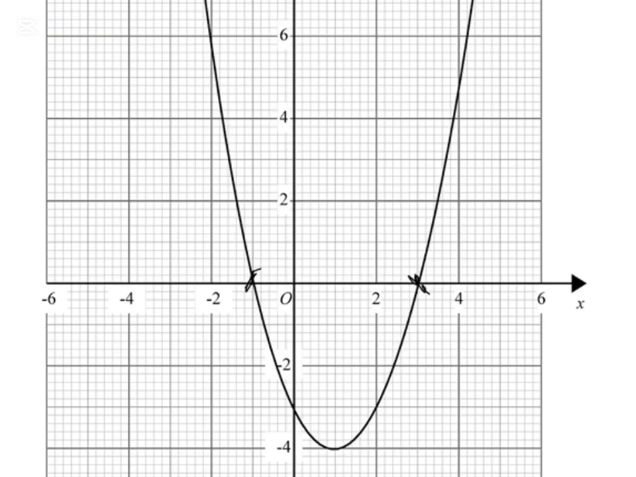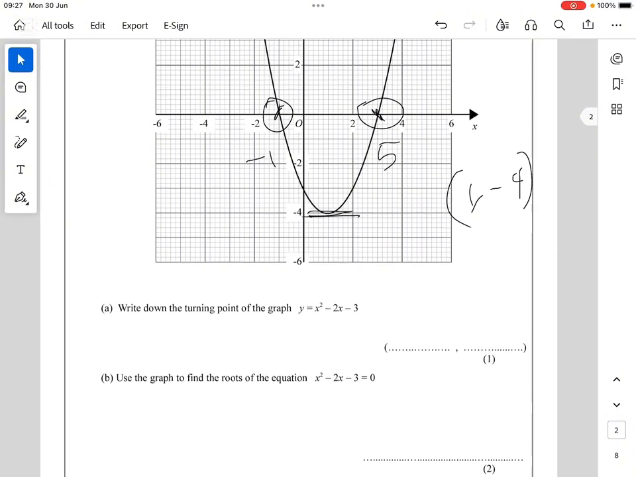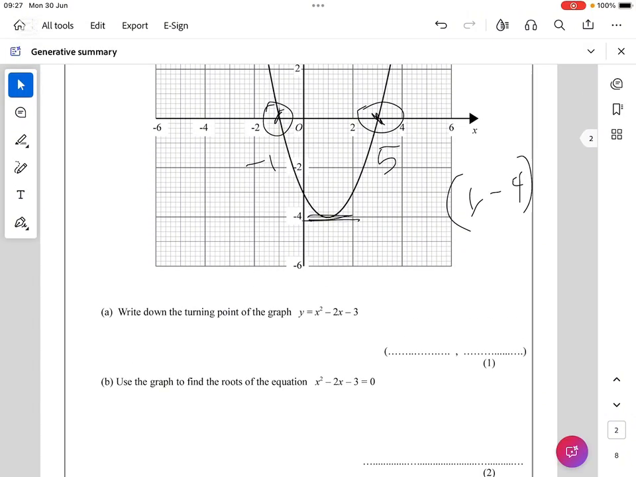And if you look at it, at the positive side we have 5, at the negative side we have negative 1. So x equals 5 or x equals minus 1. That is the root of equation for this graph. Our turning point is 1, minus 4, and the root of equation is x equals minus 1 or x equals 5. So if you go down to look at the question, write down the turning point.